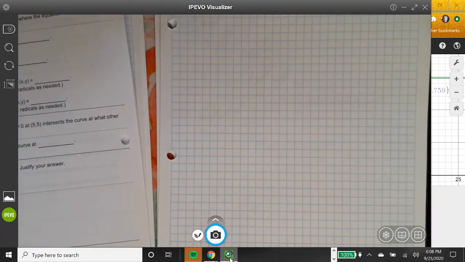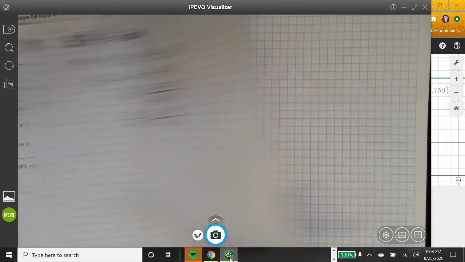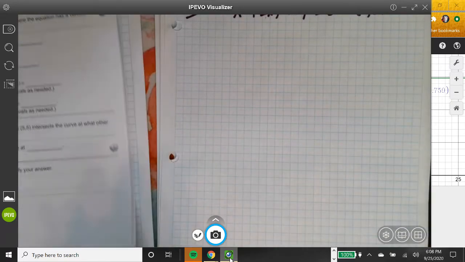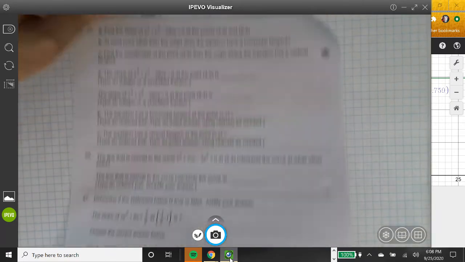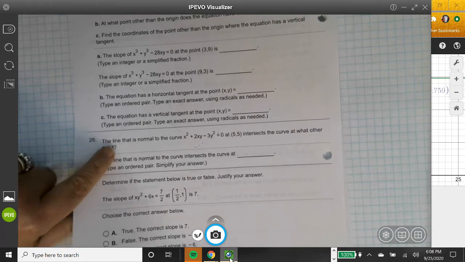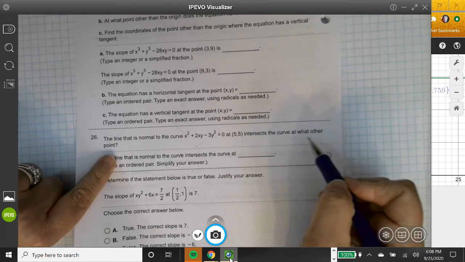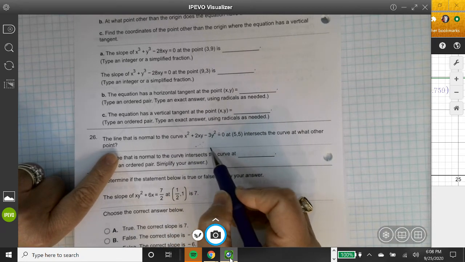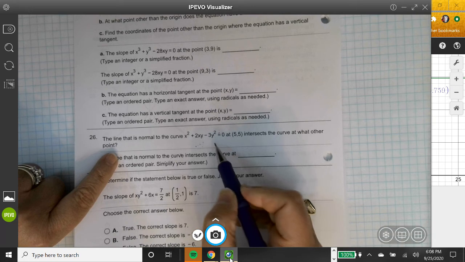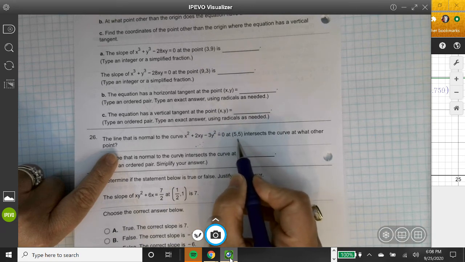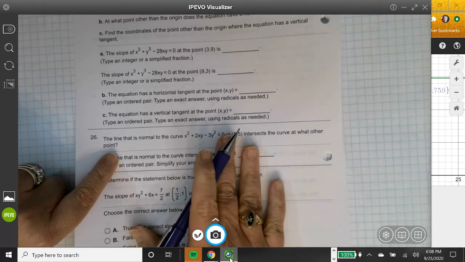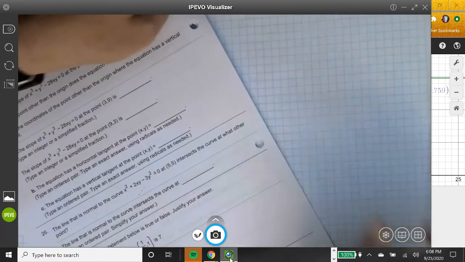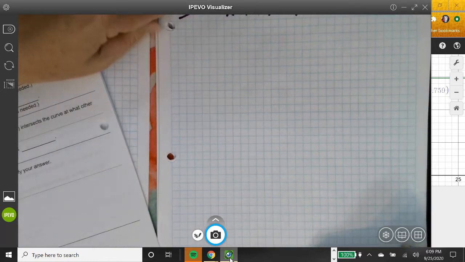Number 26. Yeah, that's number 26, because this is the problem here. Number 26 says the line that is normal to the curve at 5, 5 intersects the curve at what other point? Well, first of all, the normal line is going to intersect the curve at 5, 5 because it's tangent and normal there, right? So I need to find the normal line. So let's find the normal line first, through 5, 5. Well, that's an easy enough thing to do.